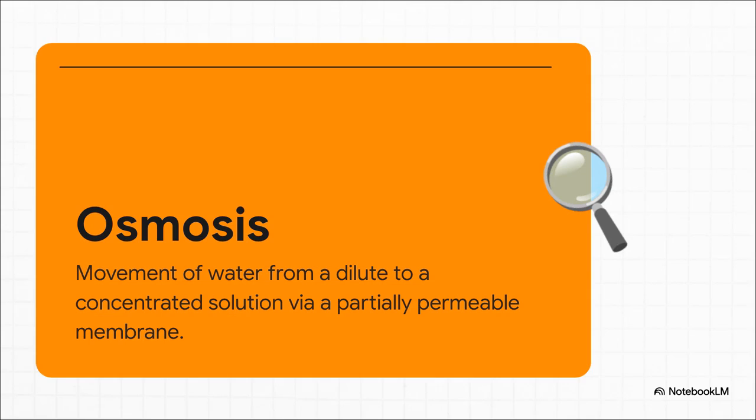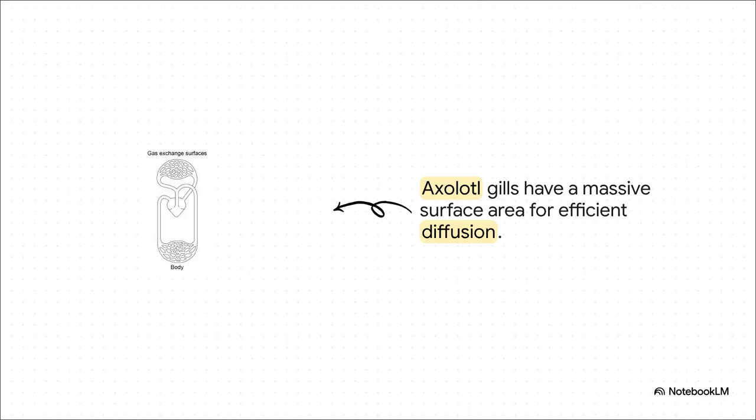Let's look a bit closer at osmosis. Just because it's a very specific, unique type of transport. Osmosis is entirely about the movement of water. It's water moving from a dilute area to a crowded, concentrated area through a partially permeable membrane. You can think of that membrane like a really picky bouncer at the door of a club. The bouncer is only letting water molecules pass through, basically trying to balance out the crowded party inside with the empty space outside.